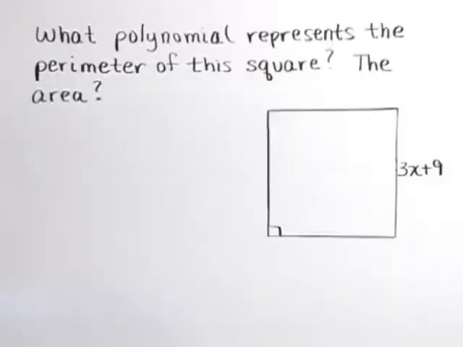What polynomial represents the perimeter of this square? The area of the square.